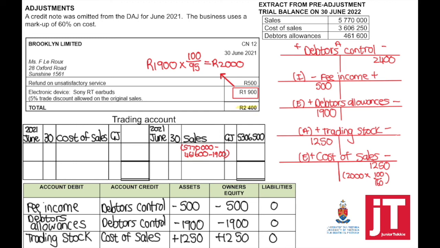Cost of sales is always closed off to the trading account. From the pre-adjustment trial balance, the total brought forward, make sure you show your calculations in brackets. Then we need to minus 1,250, and that equals the total cost of sales. Now we can close off this account, take the credit side minus the debit side. Where do we take it to? The profit and loss account. So this is our gross profit for this accounting period.